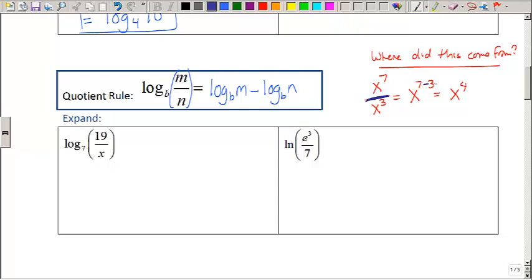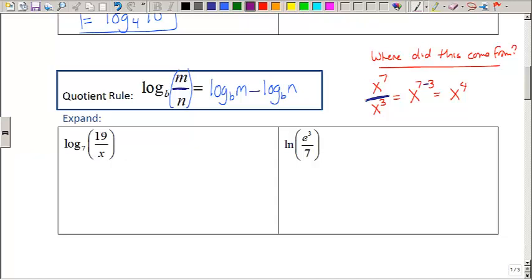Notice I had a division of 2 exponents, and it turned into a subtraction to get my answer. So conversely, with the logs, when I have a division in my argument, I can break that up into 2 logs using a subtraction sign. So this isn't quite as far off as we might have thought, but it may take a little practice to get used to. So on our first 2 examples, my instructions say expand. So I want to expand this into as many logarithms as I can.